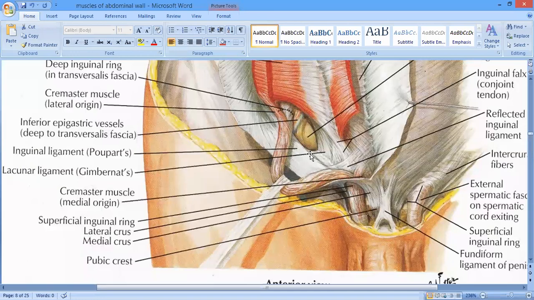ठीक है जी, और function क्या होगा जी inguinal canal का? Its function is that it forms a passage for the spermatic cord in male and the round ligament in the female.